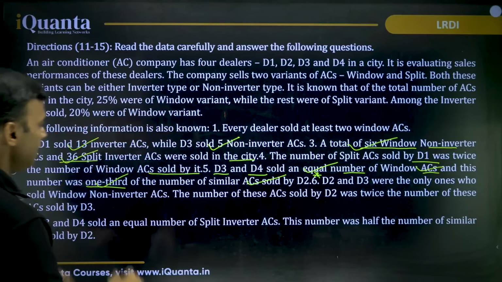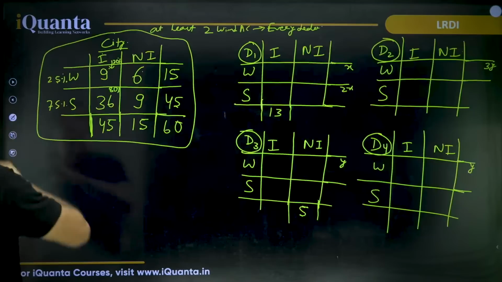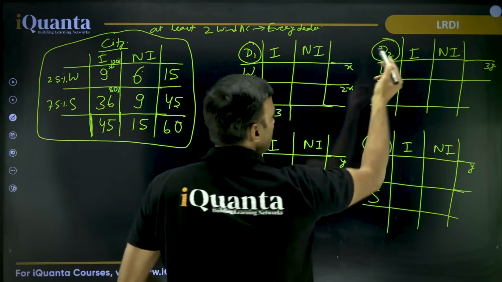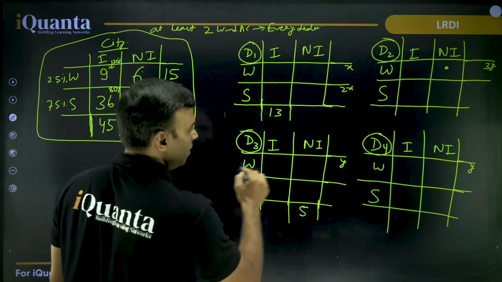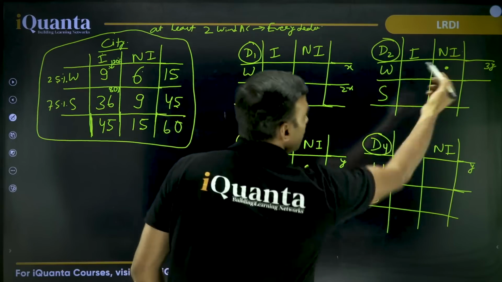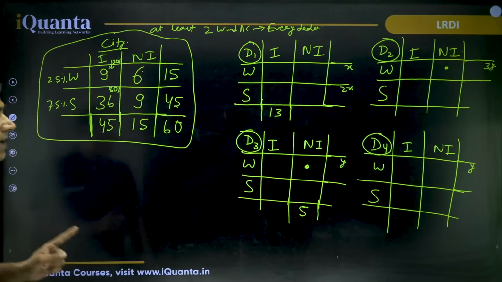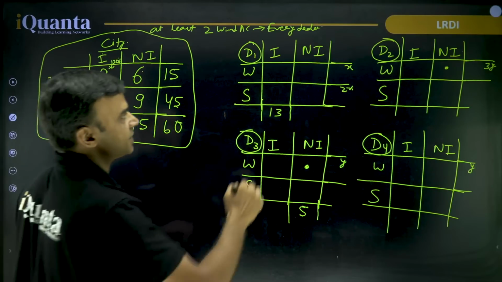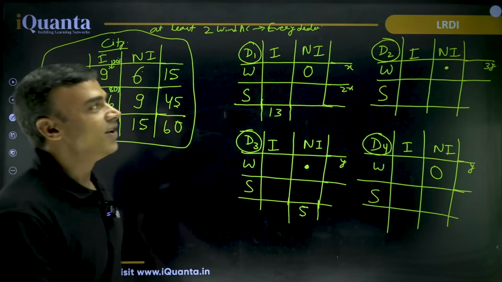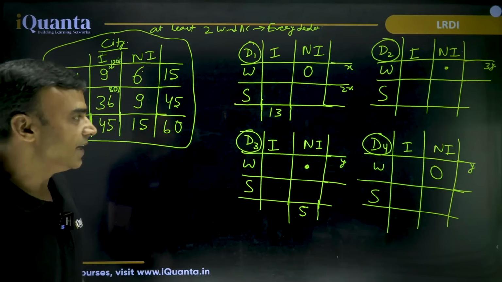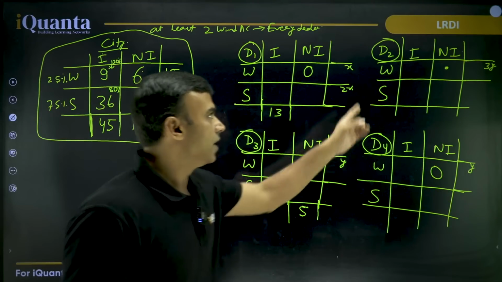D2, D3, window non-inverter AC. So these are the only two who are selling window non-inverter AC. That means the others will not sell anything in that category. What is that category? Window non-inverter.